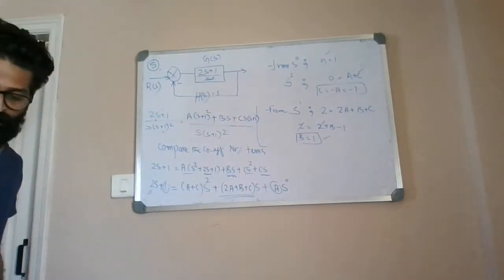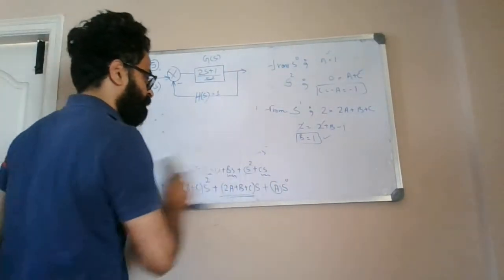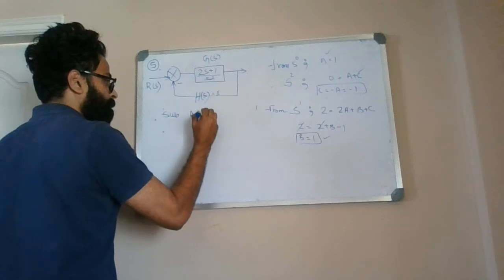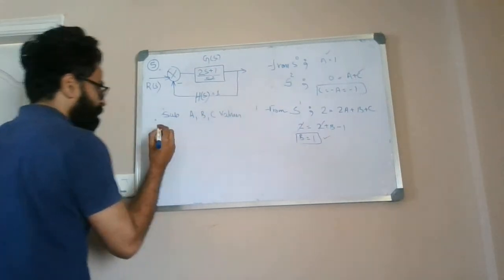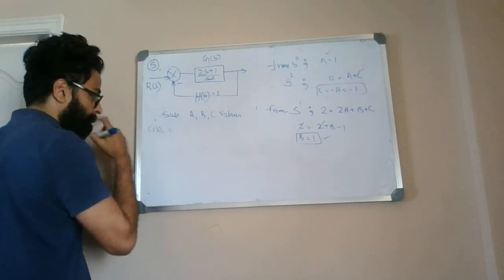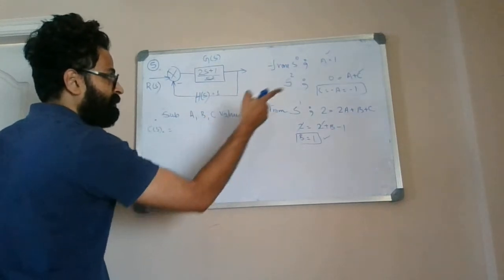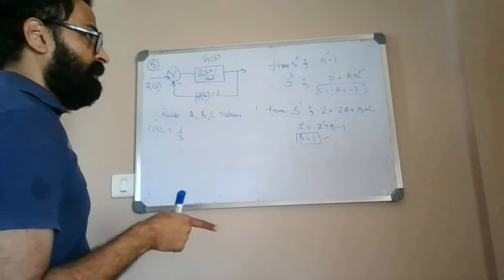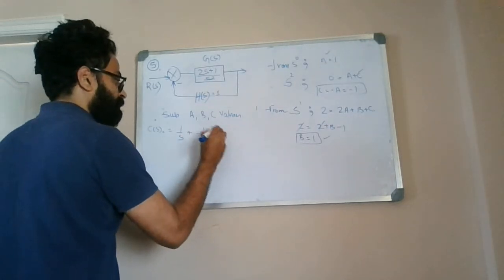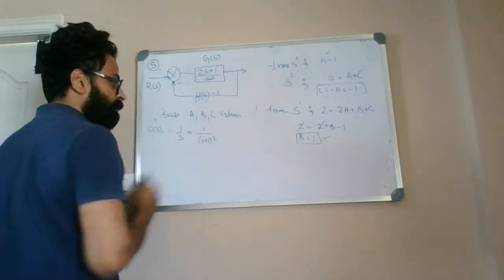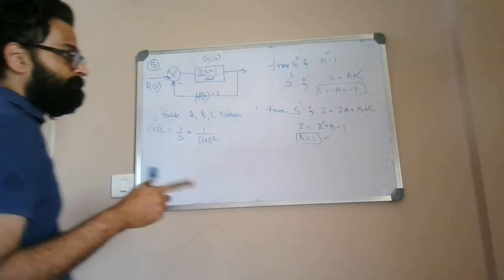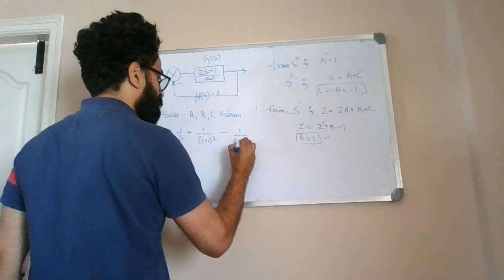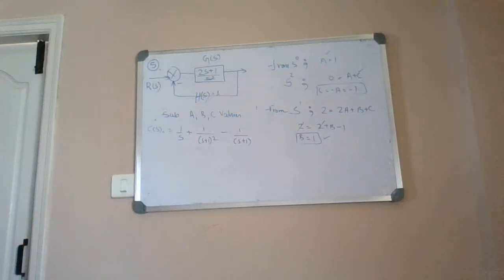Let us put them back into the equation. Substitute the a, b, c values. So you would get C of s is equal to a by s, and a is 1, so 1 by s, plus b divided by (s plus 1) the whole square, plus c divided by (s plus 1). The value of c is negative 1, so minus 1 divided by (s plus 1). Now this is in standard form basically.